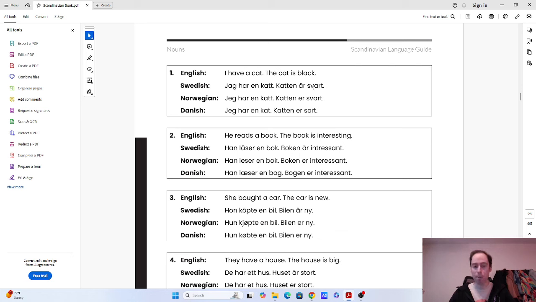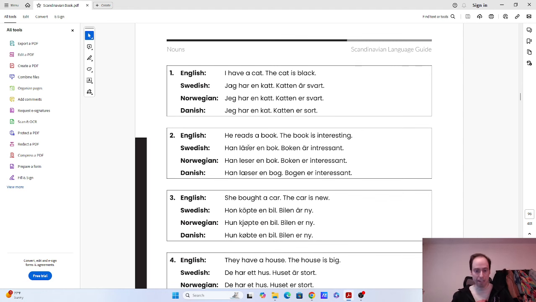However, there are some times when Swedish and Danish are the same and Norwegian is different. I'll try to point that out later on. But I think it's more common to see Swedish and Norwegian the same with Danish different, or Norwegian and Danish the same and Swedish different. Swedish and Danish the same and Norwegian different is a bit rarer.